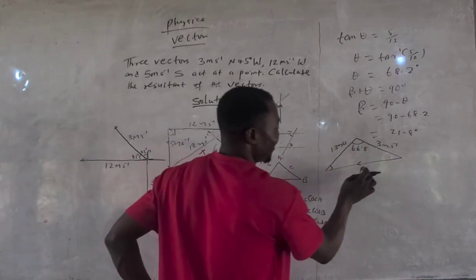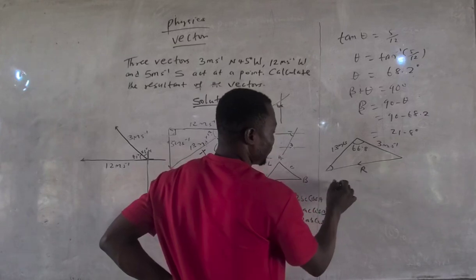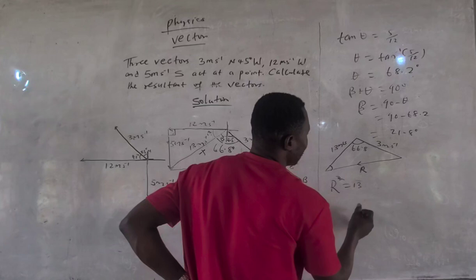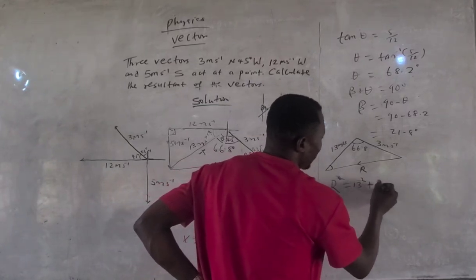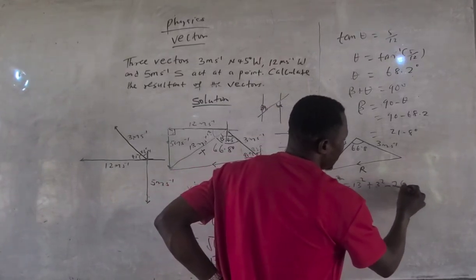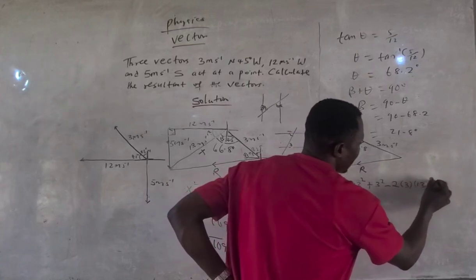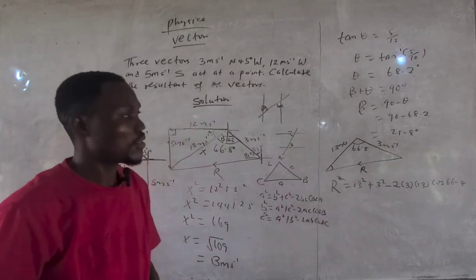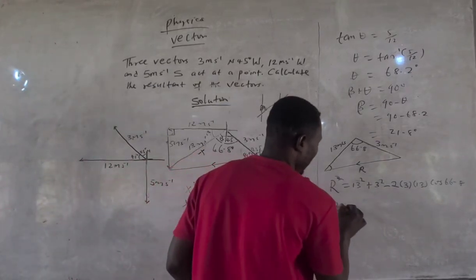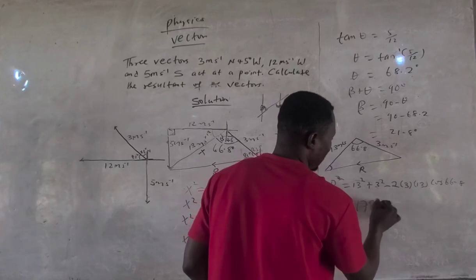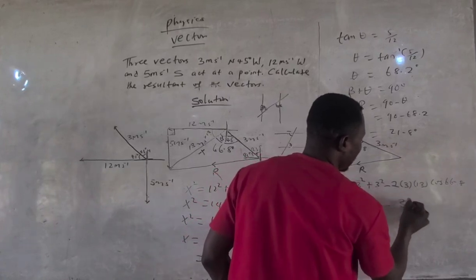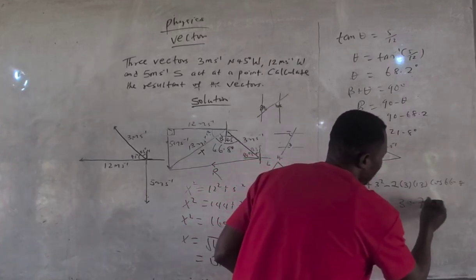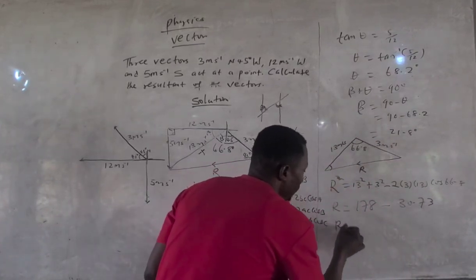So we're going to apply the same concept here. We are looking for here. So R squared will be equal to 13 squared plus 3 squared minus 2 into 3 into 13 cos 66.8. Are we good? So to resolve all of this will give us 178. This into this will give us 30.73.